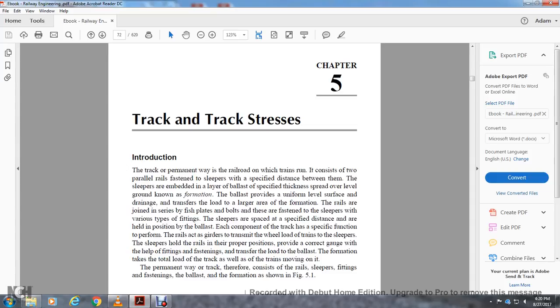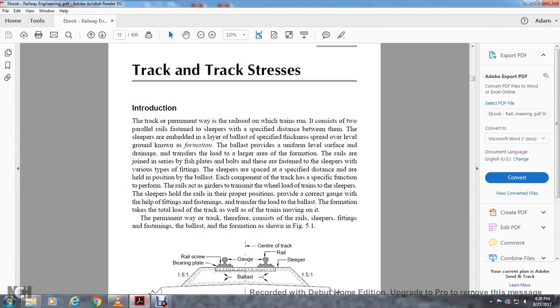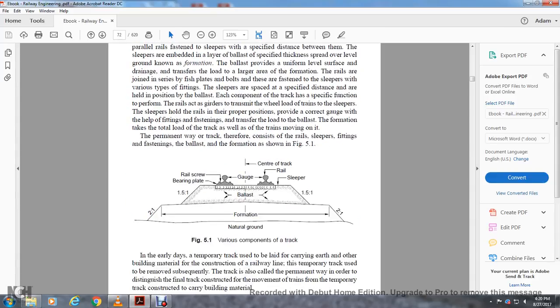The permanent way consists of the rails, sleepers, fittings, fastenings, ballast, and formation, as shown in Figure 5.1. Figure 5.1 shows various components of the track: natural ground at the bottom, formation with a 2 to 1 slope, and then a 1.5 to 1 ballast slope, with bearing plate, rail, screw gauge, center of the track, railing, and sleeper.